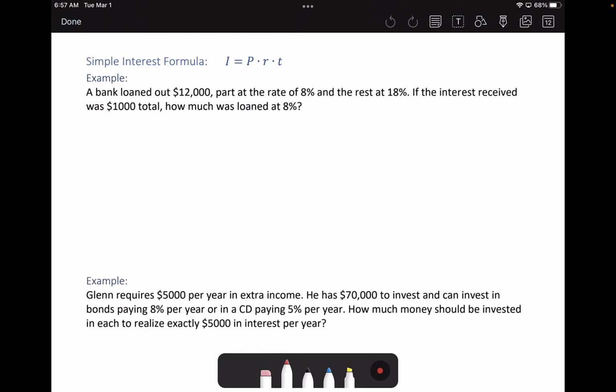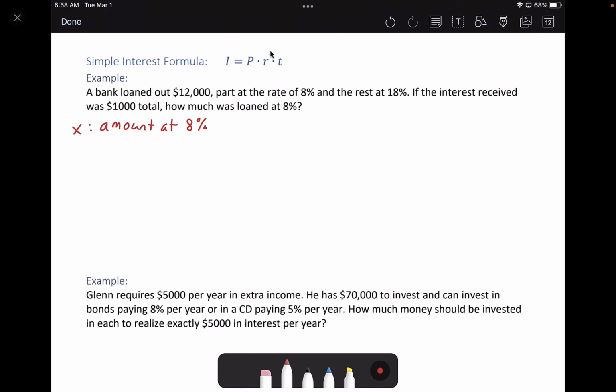It's always best to identify what we don't know first. That's going to be your variable. So pick out one thing that we know nothing about to let X represent that unknown. In this case, we know nothing about how much was loaned at 8% and also how much was loaned at 18%. So just pick one of those. X is the amount at 8%. So if we let X represent the amount at 8%, then we have to figure out how we represent the amount at 18%.